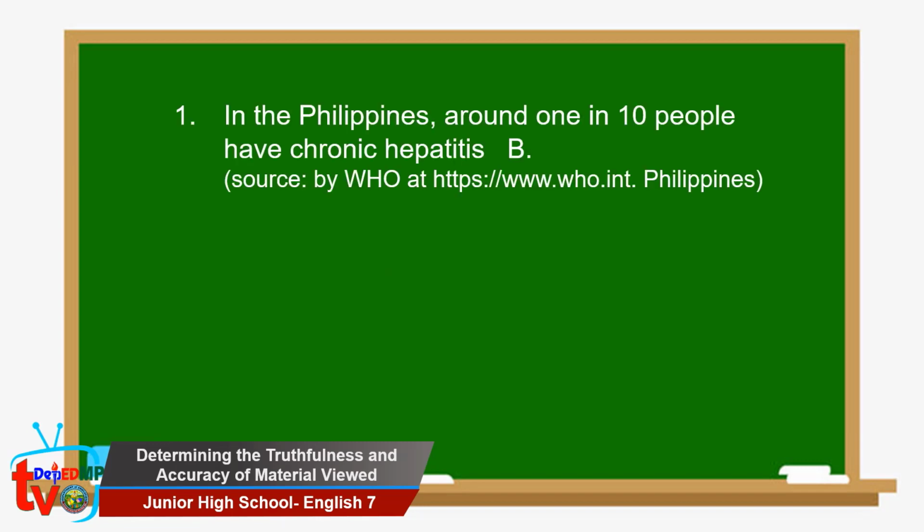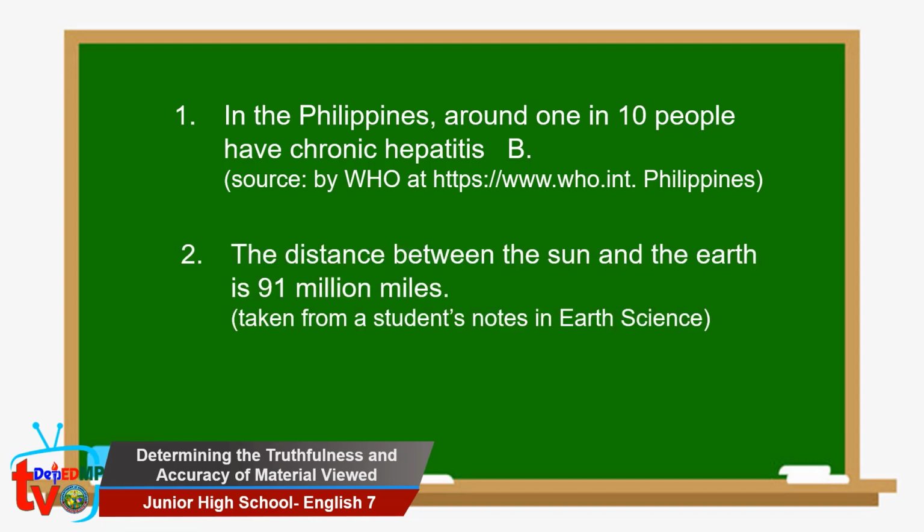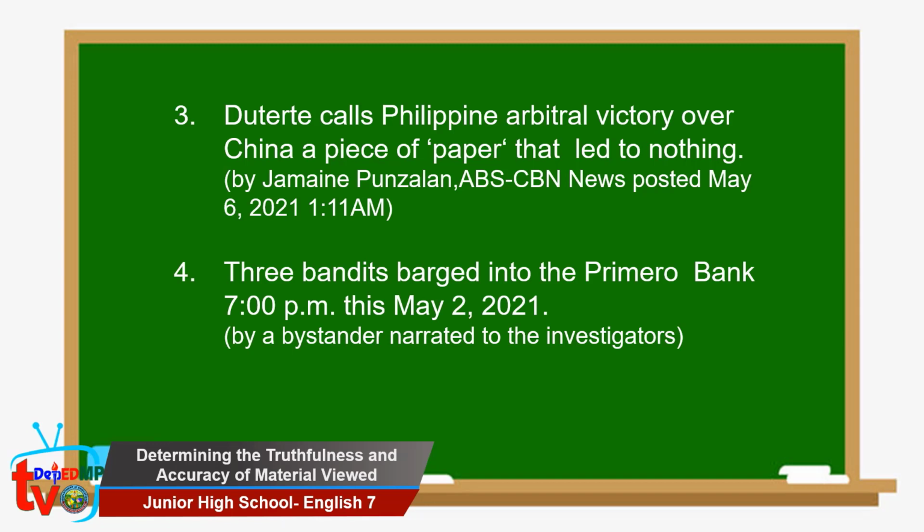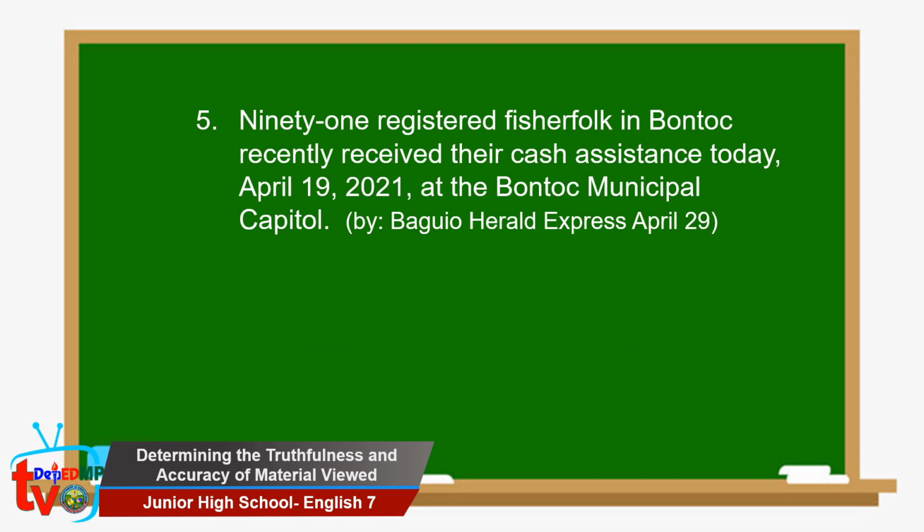Number 1. In the Philippines, around 1 in 10 people have chronic hepatitis B. Number 2. The distance between the Sun and the Earth is 91 million miles. Number 3. Duterte calls Philippine arbitral victory over China a piece of paper that led to nothing. Number 4. 3 bandits barged into the Primero Bank 7 o'clock in the evening this May 2, 2021. And number 5. 91 registered fisherfolk in Bontoc recently received their cash assistance today, April 19, 2021, at the Bontoc Municipal Capitol.